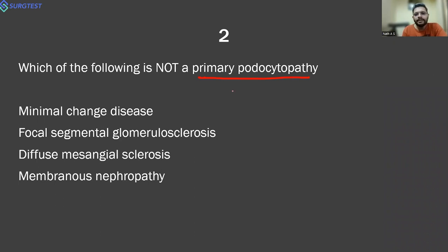So the question is primary podocytopathy. Primary podocytopathy means the problem is in the podocyte itself. That's obviously the meaning of primary podocytopathy. So MCD and FSGS, no doubt, are primary podocytopathies where you have a problem in the podocyte itself. And the confusion that you may have is between C and D.